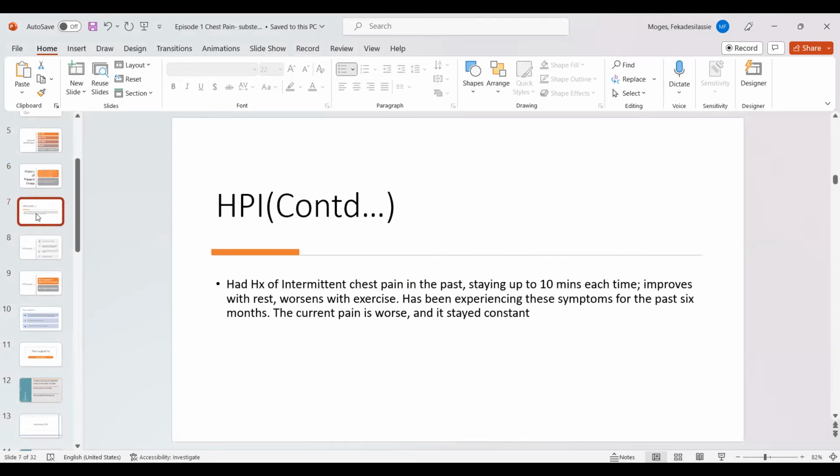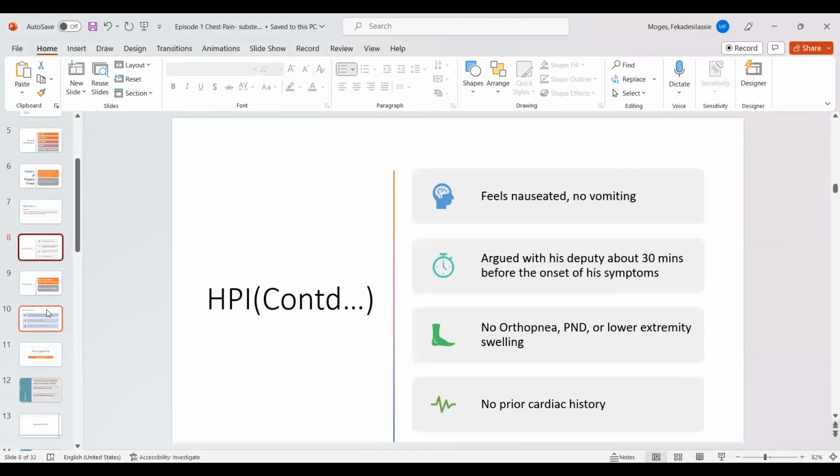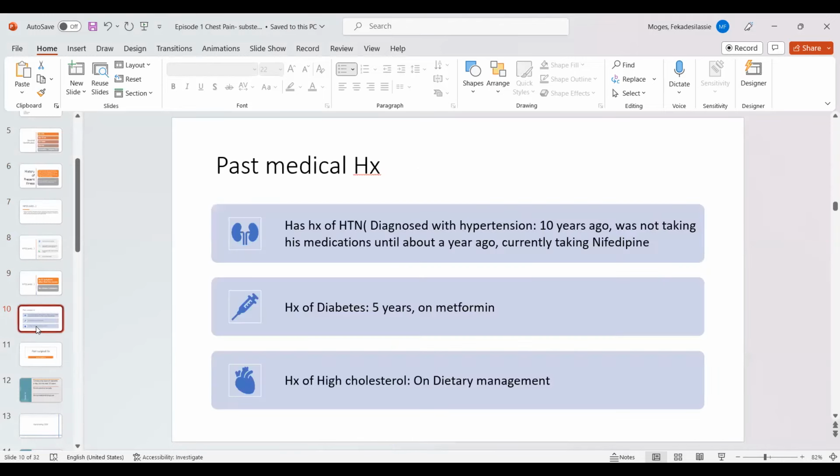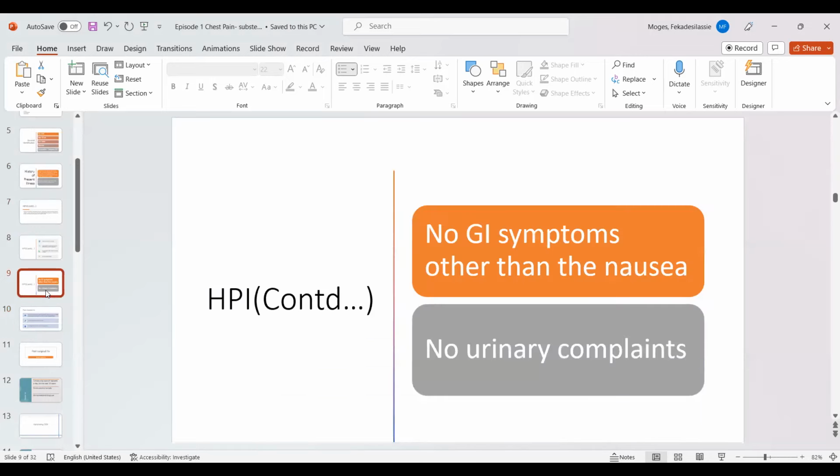So, history of intermittent chest pain. Oh, I have talked about this one, and next one is this one. Okay, past medical history. What past medical history are you interested in?